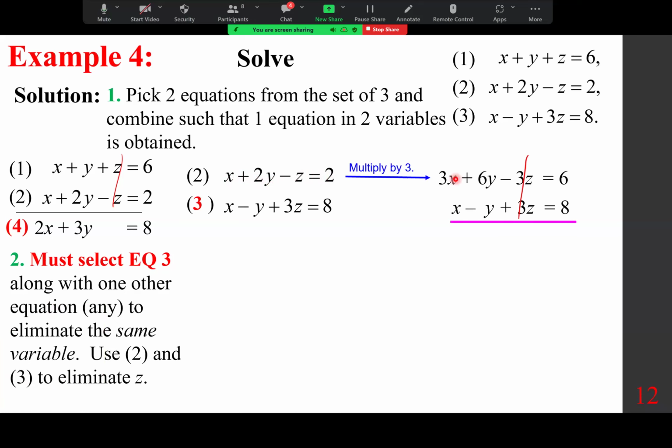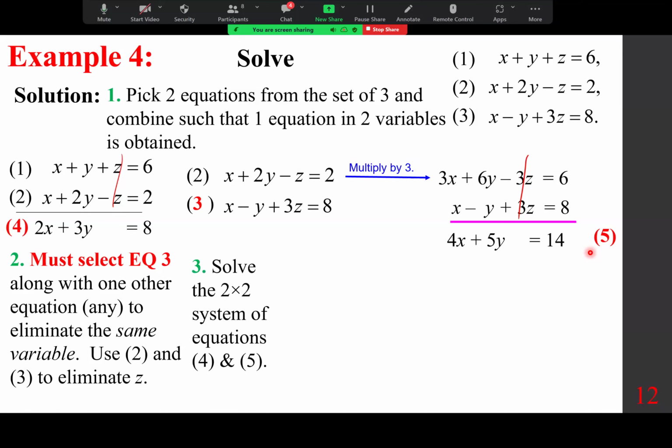So these two cancel each other. These two add up to 4x plus 5y equals 14. We give it a number 5. So numbers 4 and 5 have only 2 variables. So solve the 2 by 2 system of equations using 4 and 5.